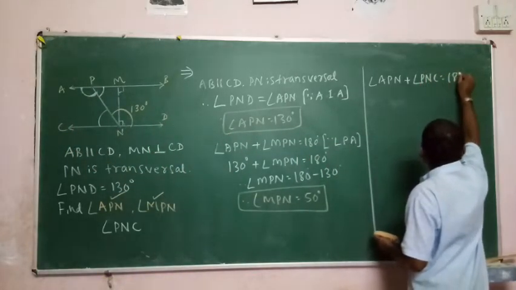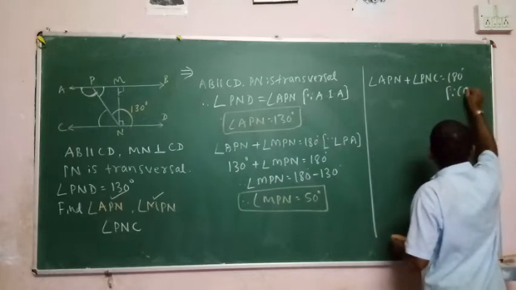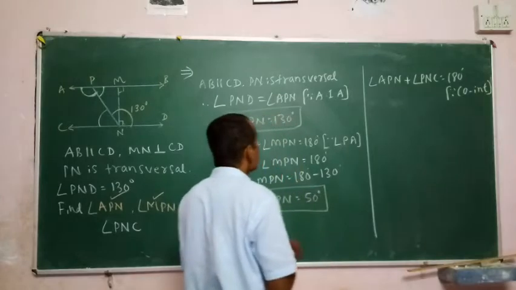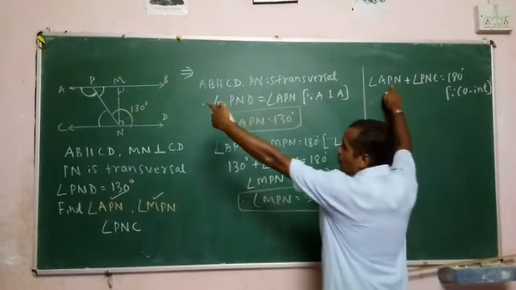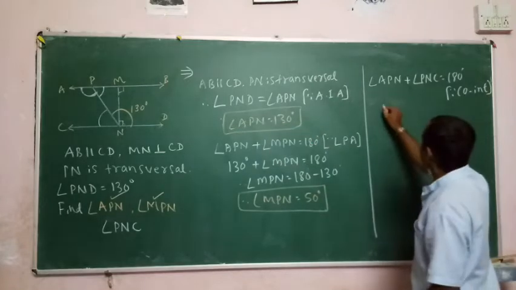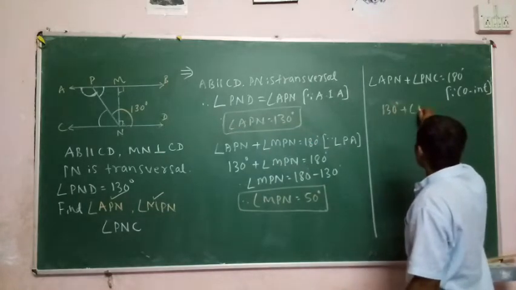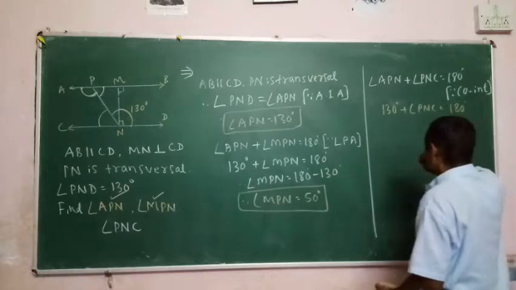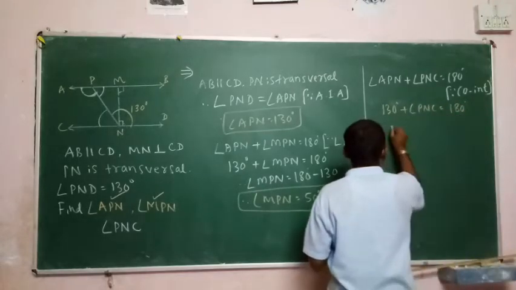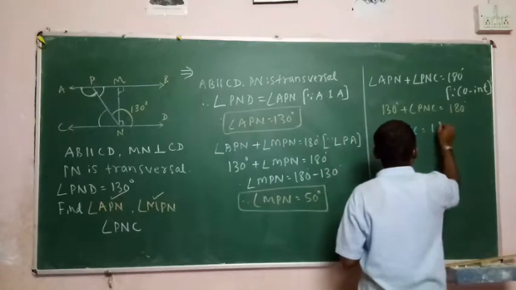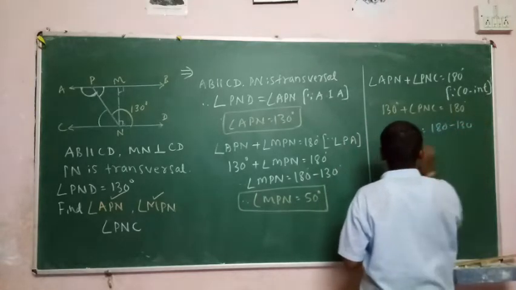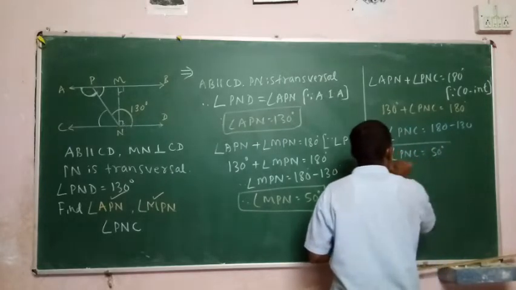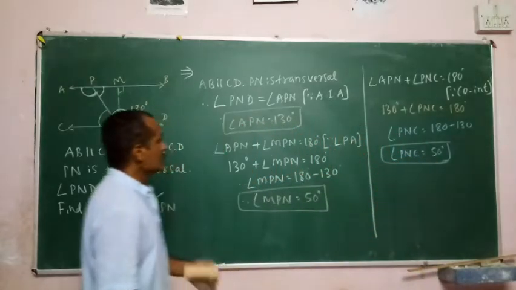Angle PNC plus angle APN is equal to 180. The reason is co-interior angles. Which angle is known? Angle APN is known, 130. You have found it. 130 plus angle PNC is equal to 180. Therefore, angle PNC is equal to 180 minus 130. Therefore, angle PNC is equal to 50 degrees. That is the end of the problem.